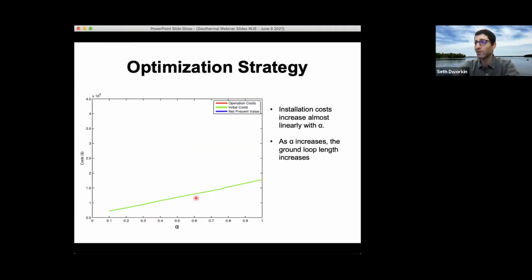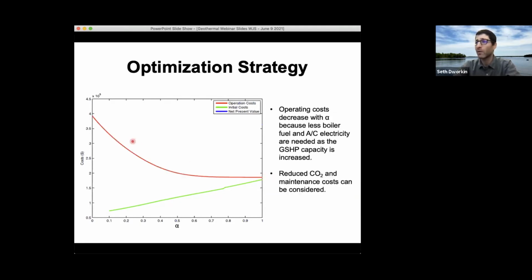The green curve is initial costs, which is primarily installation or drilling costs of the geothermal system. It's 0 down here if you have no geothermal system. And then as you would look at a larger and larger geothermal system, the installation costs, because of the additional drilling requirement, increase. We can add to that curve operational costs.